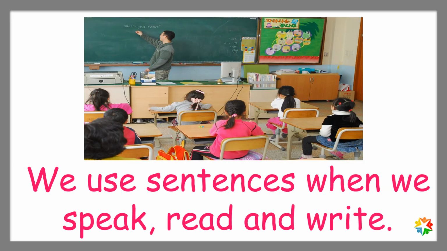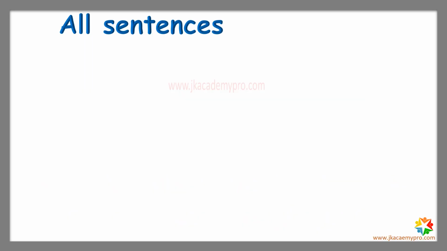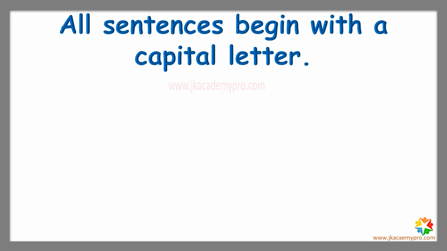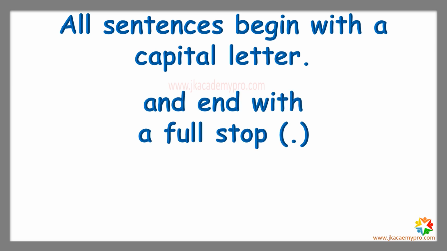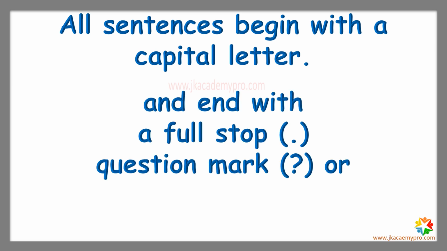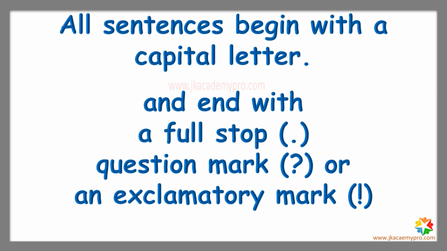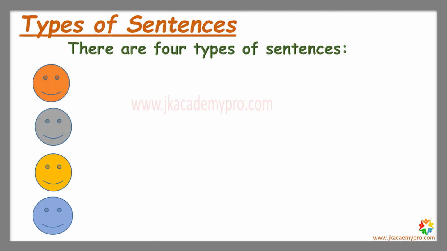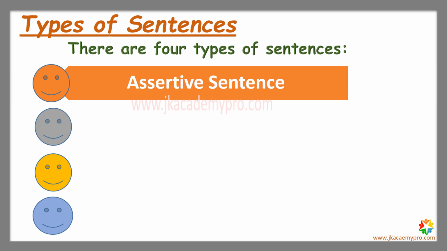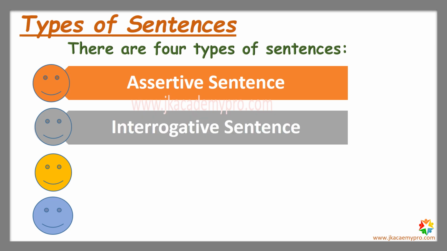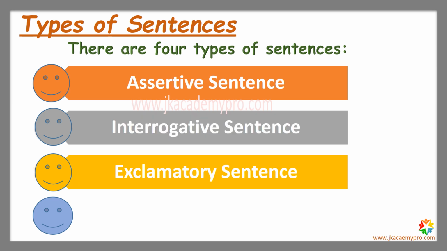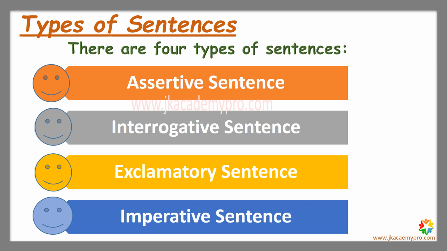We use sentences when we speak, read, and write. All sentences begin with a capital letter and end with a full stop, a question mark, or an exclamatory mark. Let's learn each type of sentence in detail. There are 4 types of sentences: assertive sentence, interrogative sentence, exclamatory sentence, and imperative sentence.